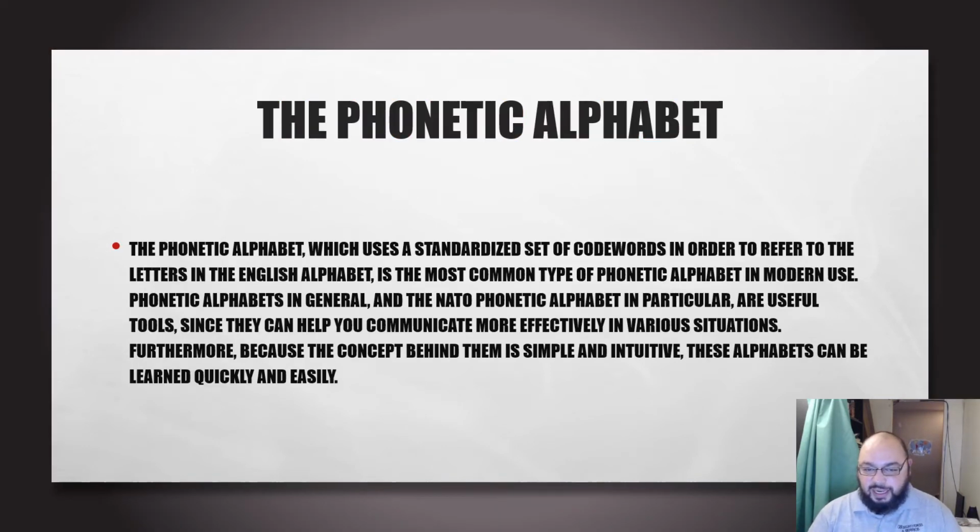The NATO alphabet, which uses a standardized set of code words to refer to the letters in the English alphabet, is the most common type of phonetic alphabet in modern use. Phonetic alphabets in general and the NATO phonetic alphabet in particular are useful tools since they can help you communicate more effectively in various situations. Furthermore, because the concepts behind them are simple and intuitive, these alphabets can be learned quickly and easily. Really easy, and you know what? A lot of times there's a standard one, but as long as you say whatever letter with a word that everybody can understand, it's not going to be a problem. Like B is Bravo, right? But if you say Baker, people understand what letter you're trying to say.